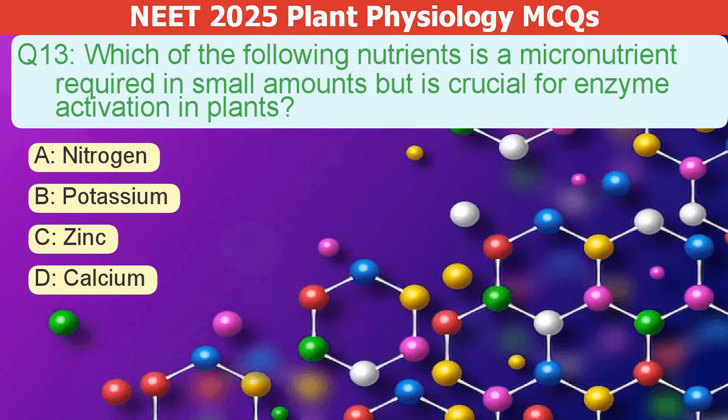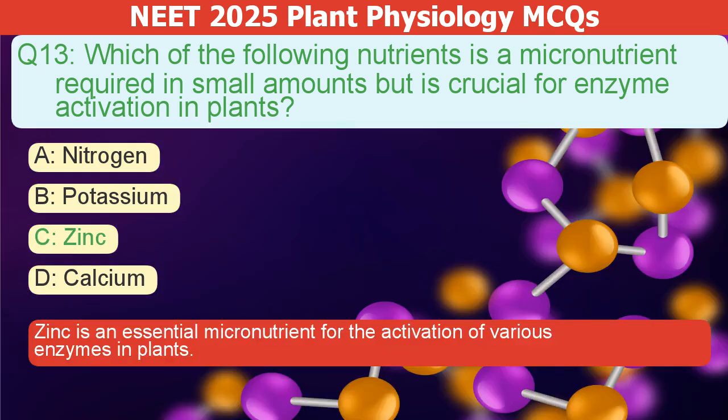Which of the following nutrients is a micronutrient, required in small amounts, but crucial for enzyme activation in plants? A. Nitrogen. B. Potassium. C. Zinc. D. Calcium. The correct answer is C. Zinc is an essential micronutrient for activating various enzymes in plants.